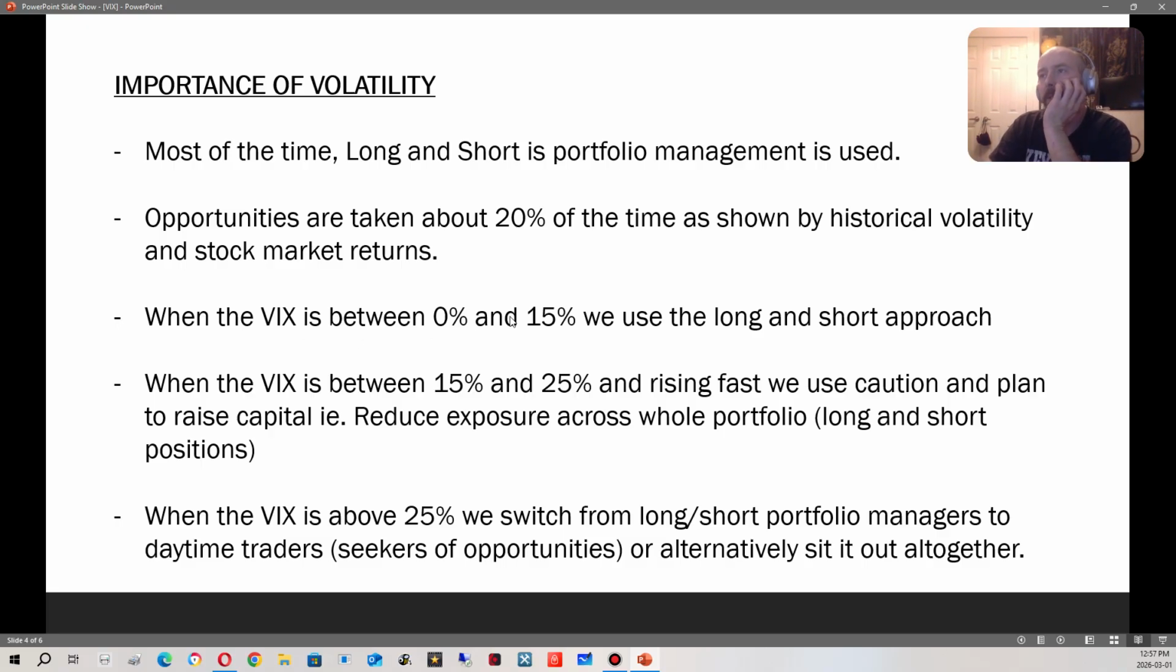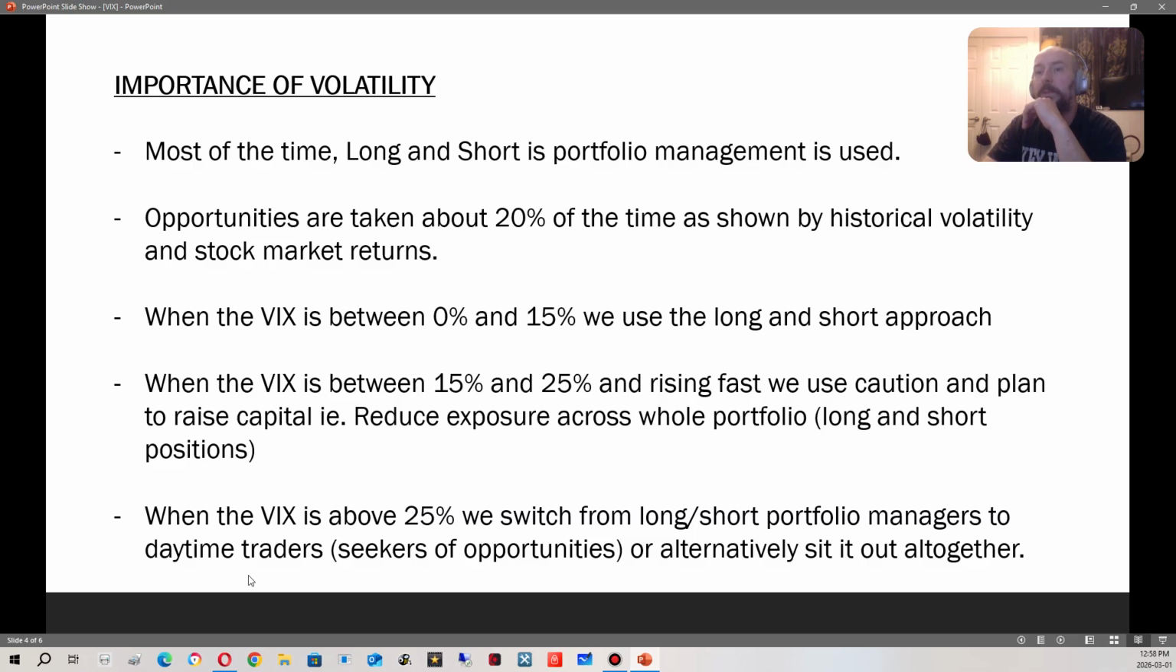When the VIX is in between 0 and 15, we use the long and short approach like we spoke about. When the VIX is in between 15 to 25 and rising fast, we use caution and plan to raise capital, meaning reduce exposure across the whole portfolio, long and short positions, 50% of the size.